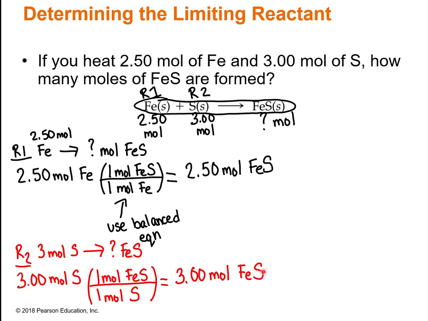If we reacted all of the sulfur, the entire 3 moles of sulfur, we would make 3 moles of iron 2 sulfide. Which one of these reactants produces the least amount of product? Is it the iron or the sulfur? It's the iron.